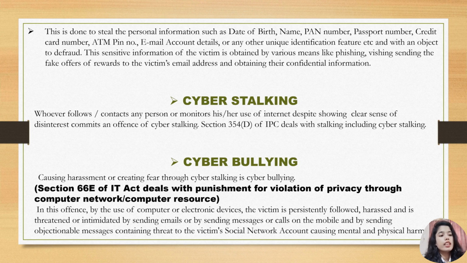Section 66E of the IT Act deals with punishment for violation of privacy through computer network or computer resource. In this offence, by the use of computer or electronic devices, the victim is personally followed, harassed, and threatened or intimidated by sending emails, messages, or calls on the mobile, and by sending objectionable messages containing threats to the victim's social network account, causing mental and physical harm.